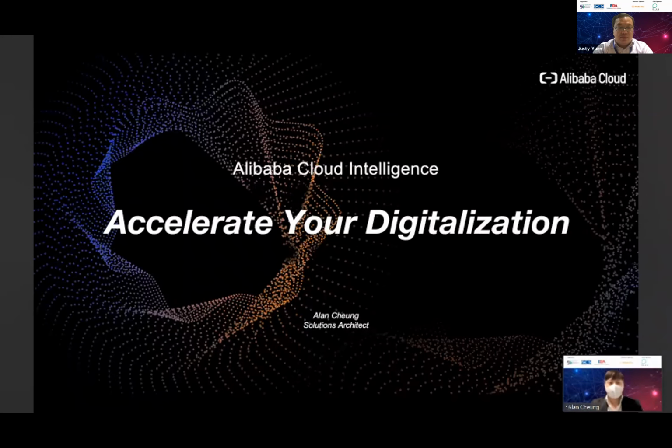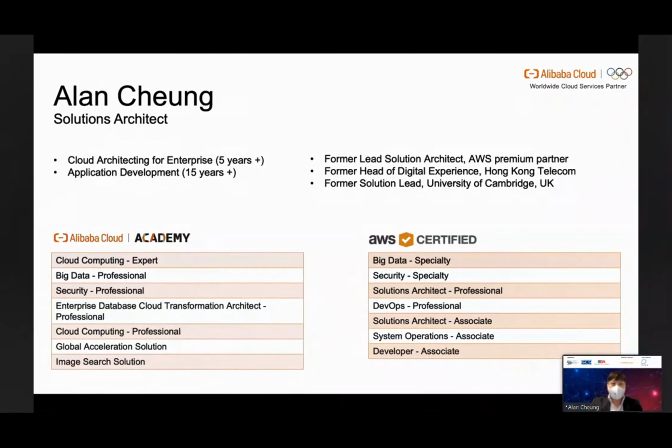Hello, everyone. I'm very glad to be here. My name is Alan. I'm an Alibaba Cloud Solution Architect. Let me give you a brief background of myself. I have a long working experience in application development and also in cloud architecture for enterprises. I used to work for a premium partner of AWS and also Hong Kong Telecom, and I have extensive experience working in the UK. I've been certified in different areas on the cloud, such as big data, security, DevOps, and solution architecting, in both Alibaba Cloud and AWS. So if you have any questions about cloud products or architecting on the cloud, please feel free to reach me.